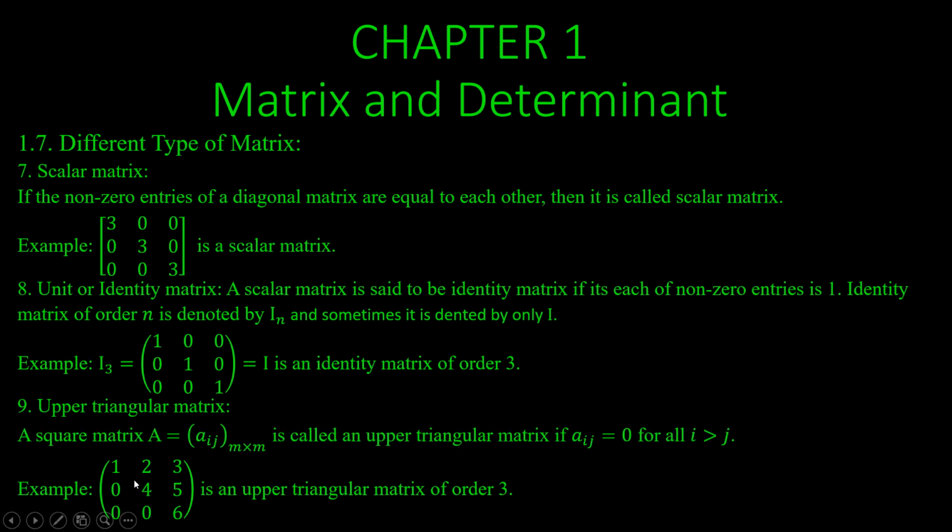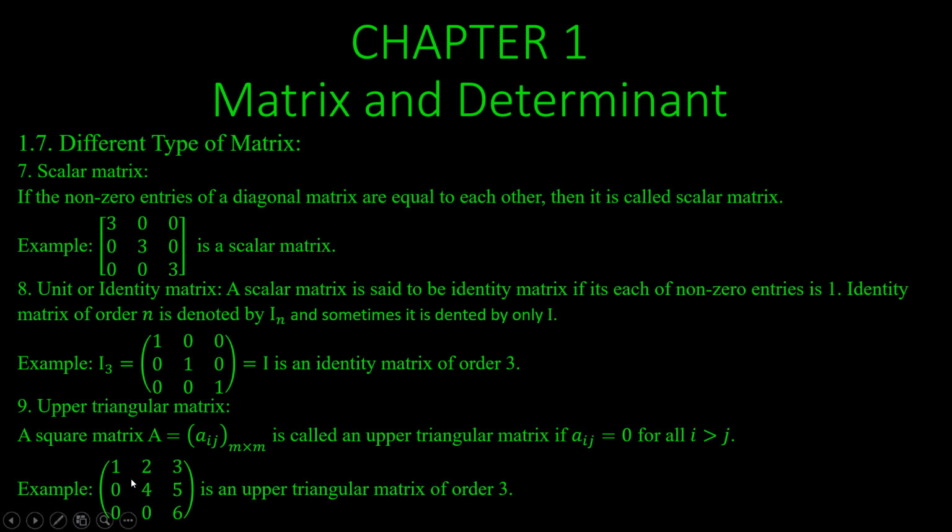Again, I say the upper triangular matrix is defined as a square matrix whose entries along the principal diagonal and above the principal diagonal are non-zero, and other entries will be 0.